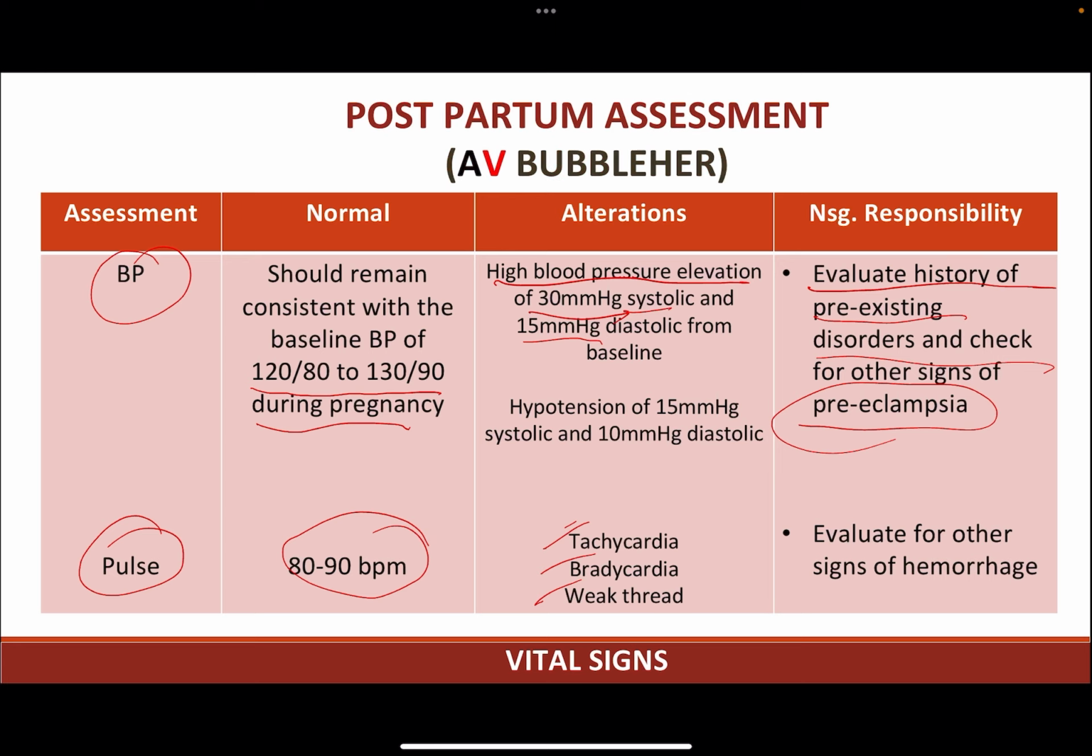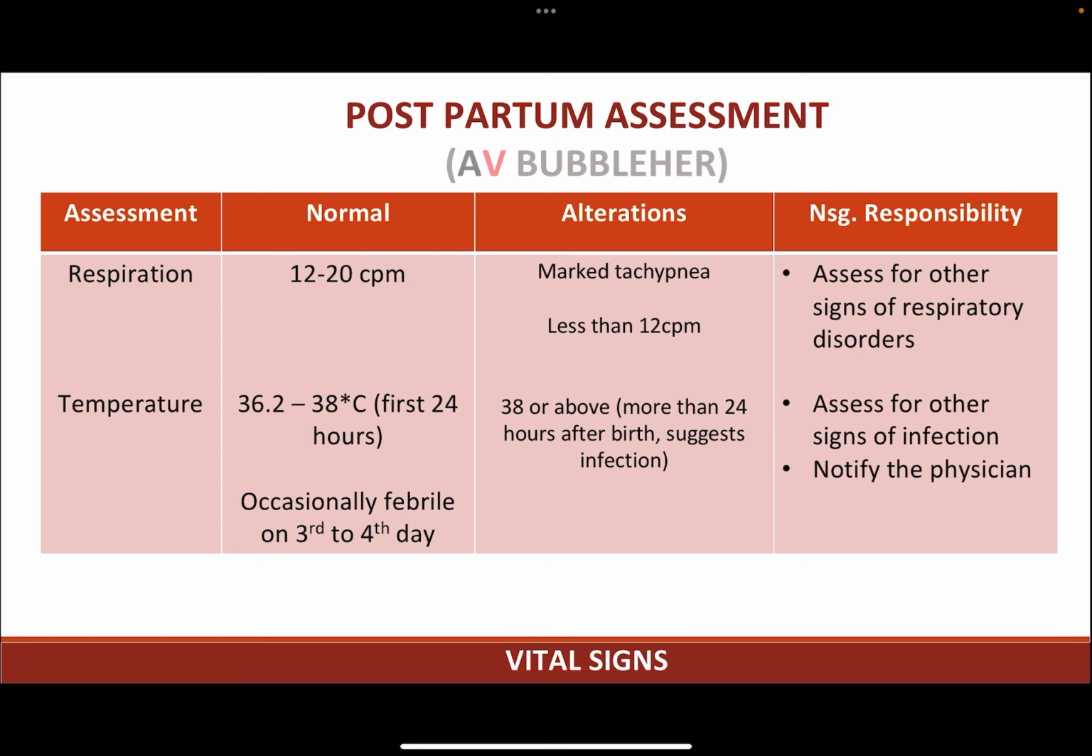Under the B also for the vital signs, you have the respiration, which is the normal, and then in the alteration, we have marked tachypnea, or less than 12 cycles per minute. So your nursing responsibility is to assess for other signs of respiratory disorder or if the patient is distressed.